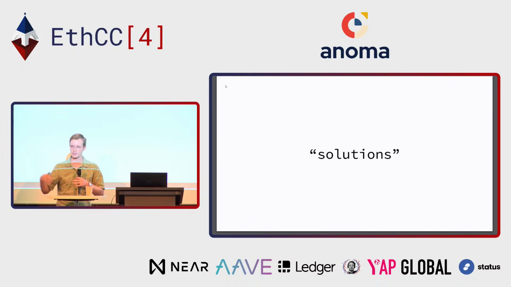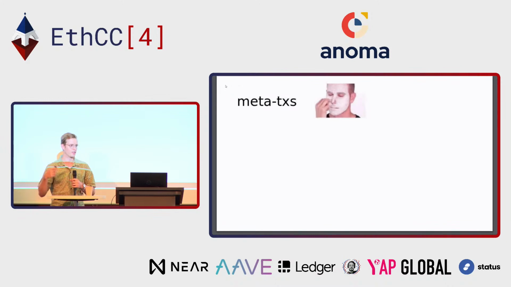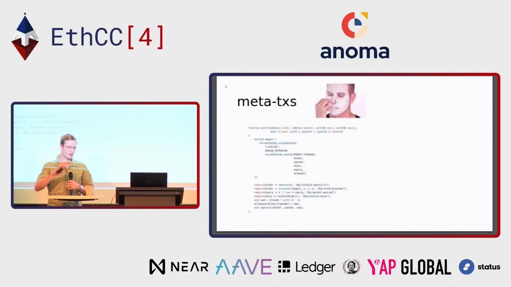So there's been a couple solutions that have been proposed to get around these UX problems. And the first one is meta transactions. If you're not familiar with what a meta transaction is, this is like a snippet from the ERC-20 extension for permit. Basically, what you do is you sign a message. This is an EIP-3074 message, and you say, I want to authorize this specific contract to spend some amount of my tokens.